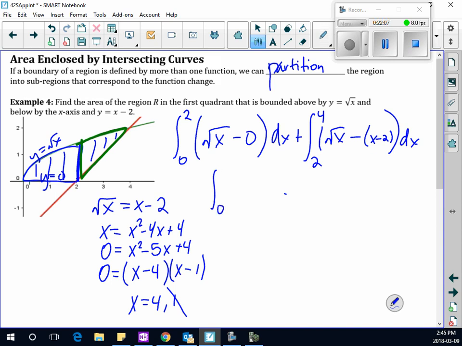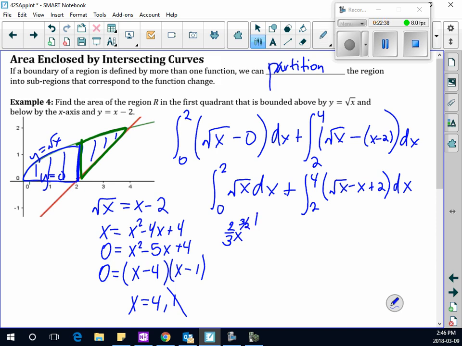So this is the integral from 0 to 2 of the square root of x dx plus, I'm just going to simplify first. So this is the square root of x minus x plus 2 dx, yes? Okay. Do you want me to do this with you or do you want to go ahead? Okay. So this is x to the power half. So if I add 1 to a half, I get 2 thirds x to the power 3 over 2 from 0 to 2. Yep. Plus, and you'll get the same thing there, I guess. So this is 2 thirds x to the power 3 over 2. And then if I add 1 there, I get minus 1 half x to the power 2 plus 2x from 2 to 4.